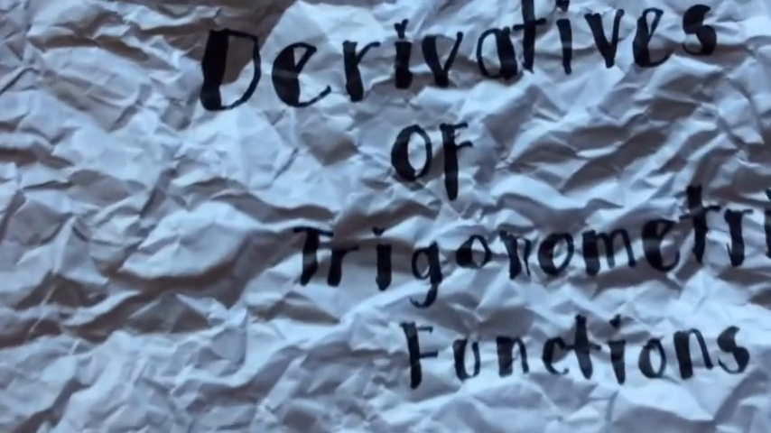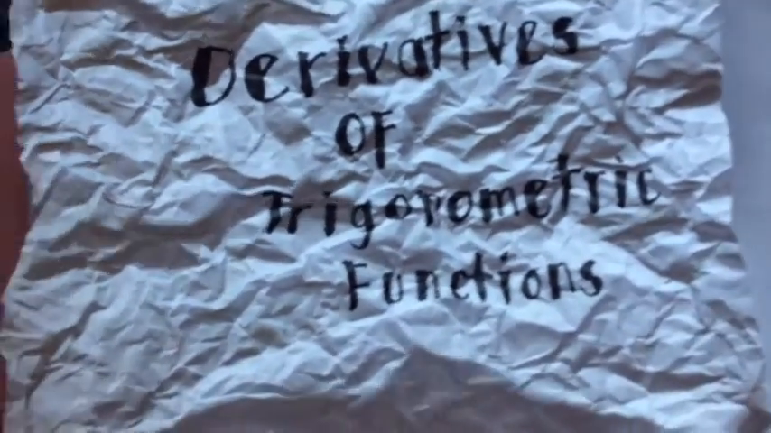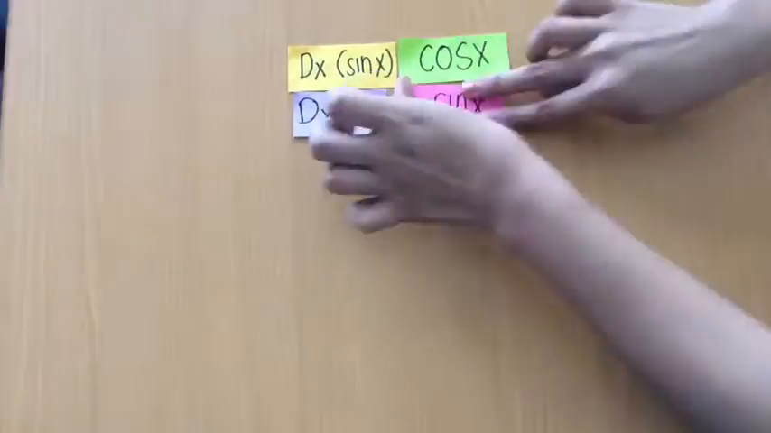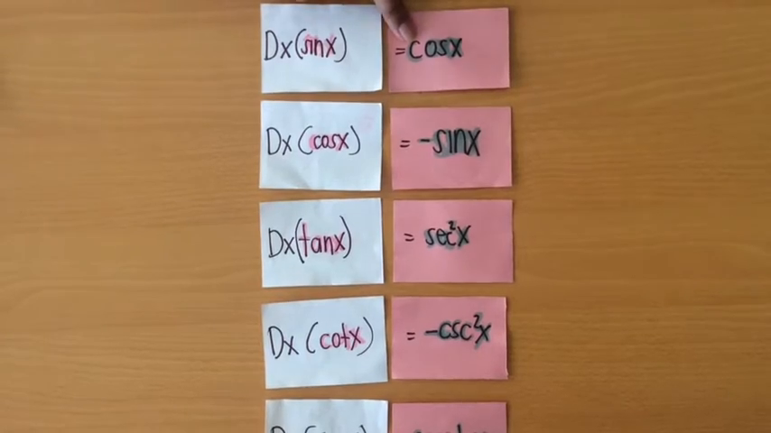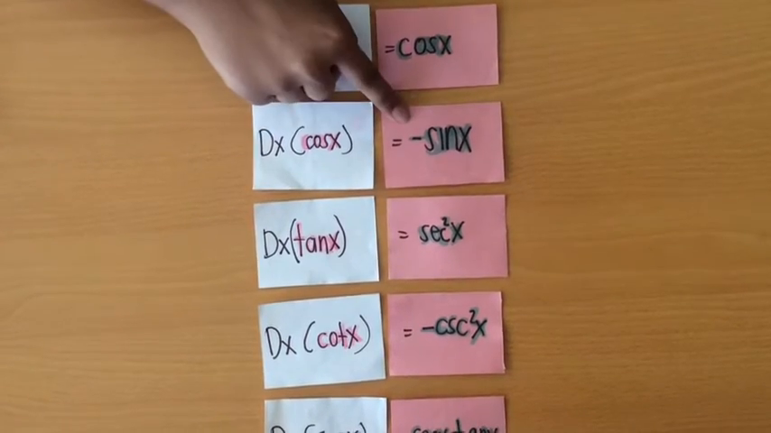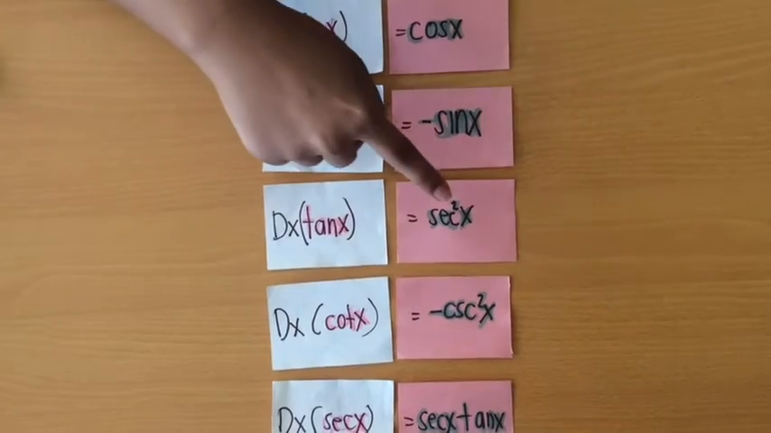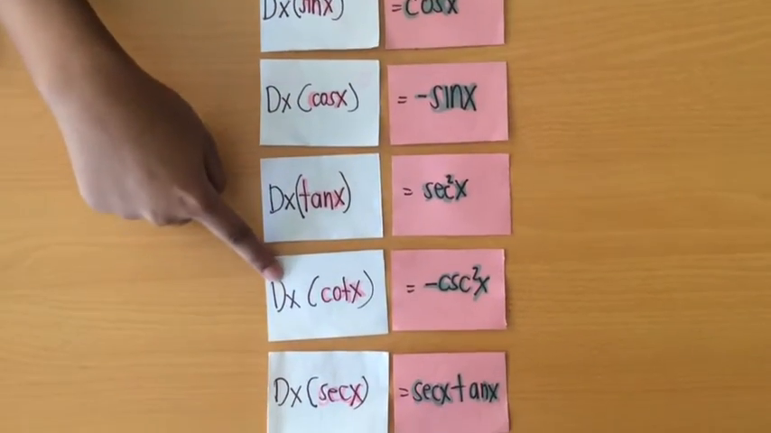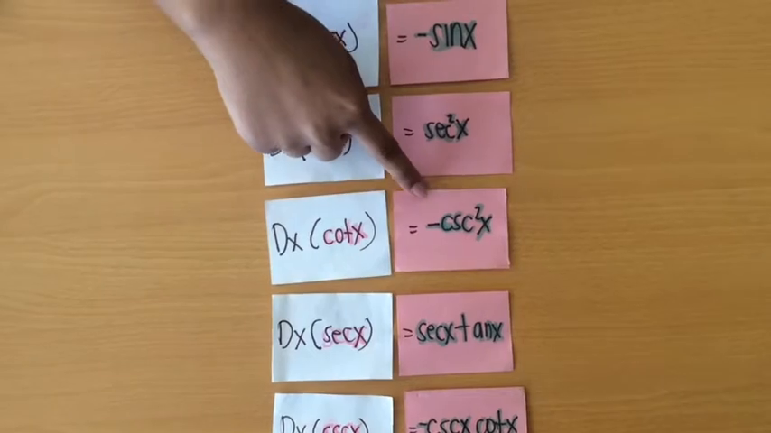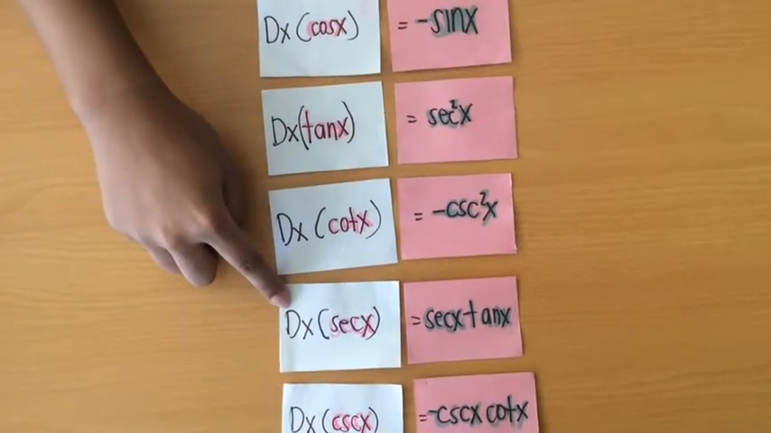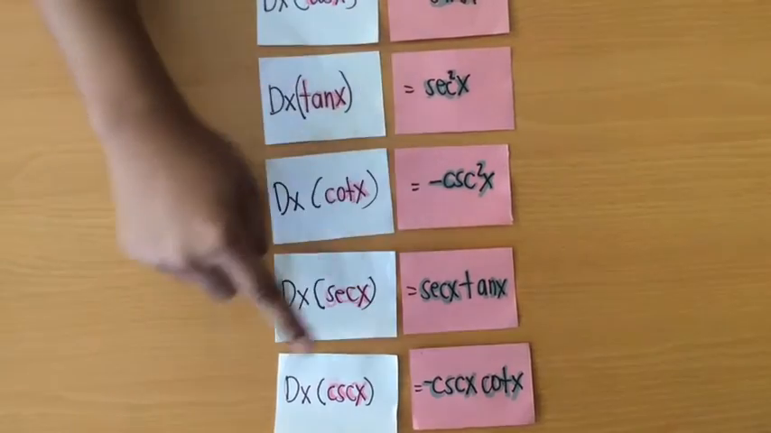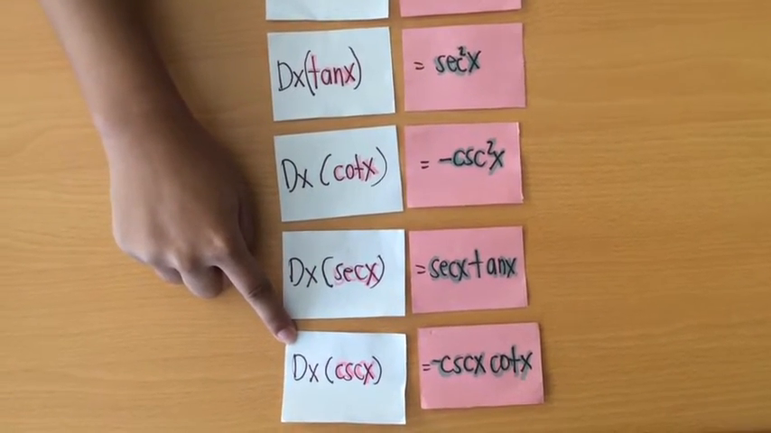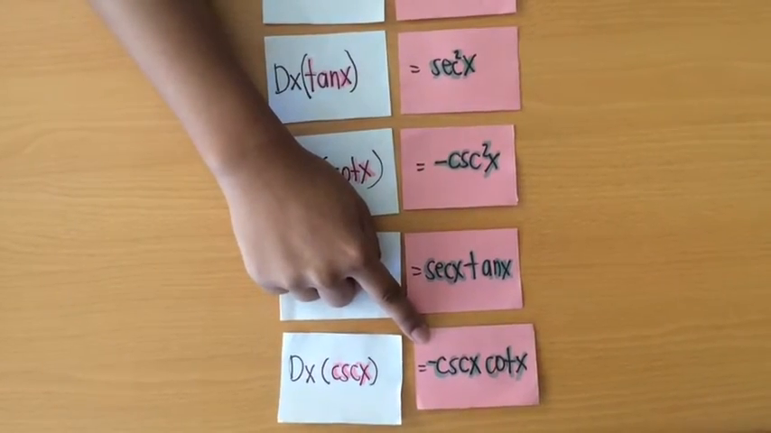Now, let's take a look at the derivatives of trigonometric functions. The derivative of sine x is cos x. The derivative of cos x is negative sine x. The derivative of tan x is secant squared x. The derivative of cot x is negative cosecant squared x. The derivative of secant x is secant x tan x. The derivative of cosecant x is negative cosecant x cot x.